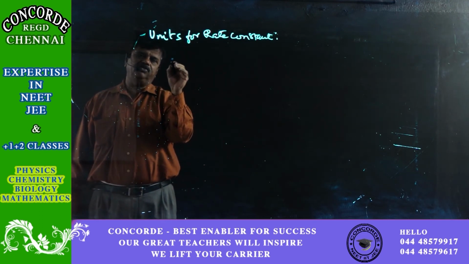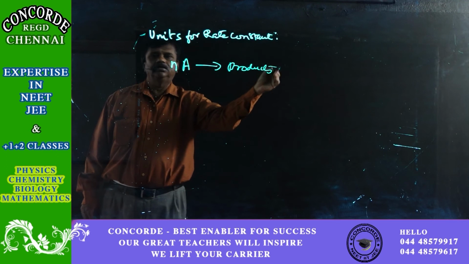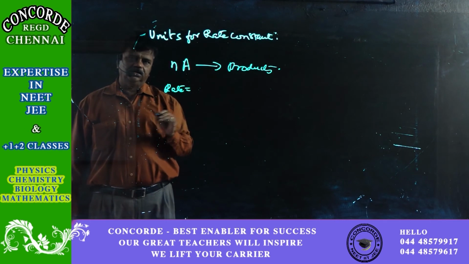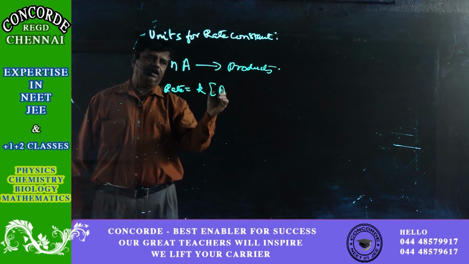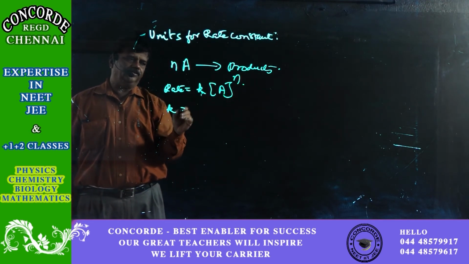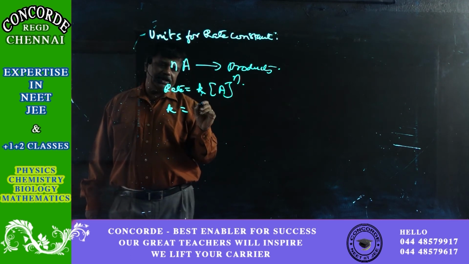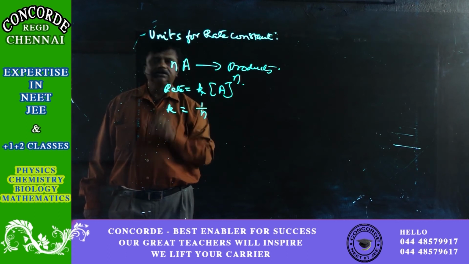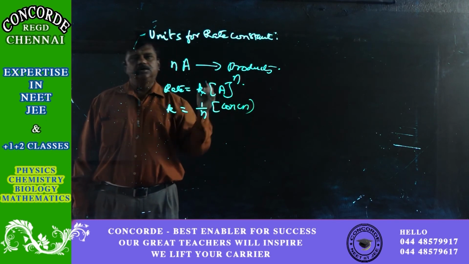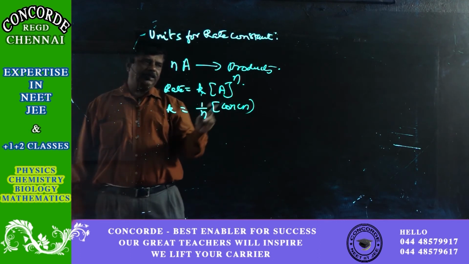Say in case there are n moles of A forming products. So what is the rate for this reaction? Rate is equal to k into A power n. So what is the rate constant? k is equal to rate divided by A to the power n. So we know k is equal to rate by concentration to the power n.